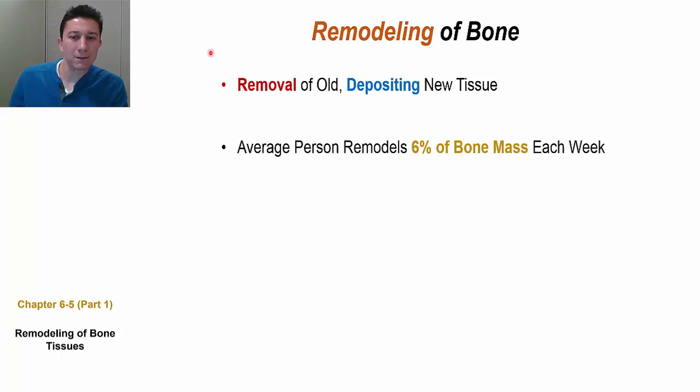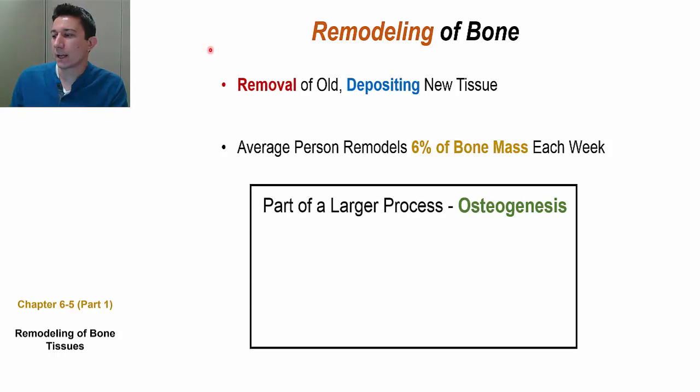The average person remodels about 6% of the mass of their skeleton each week. So this means that over the course of an entire year, the skeleton as a whole is completely remodeled about 2 times per year, which is pretty impressive when you think about it. Remodeling itself is actually part of a larger process that's known as osteogenesis.